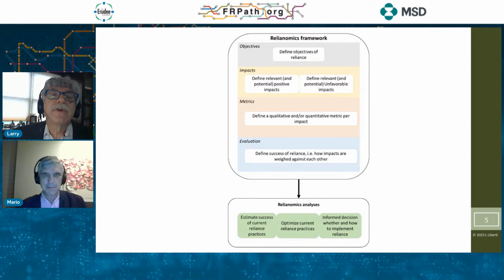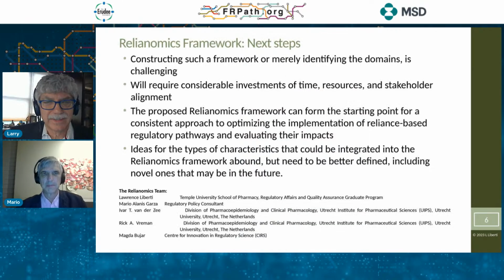Essentially, the Relianomics framework says we need to consider impacts, we need to consider metrics where they're available, and then we have to do an evaluation, which then helps us understand the benefits of using a reliance pathway from both the company and agency side, and what are the benefits to society and patients for doing this. So, what might be the next steps for a Relianomics framework?